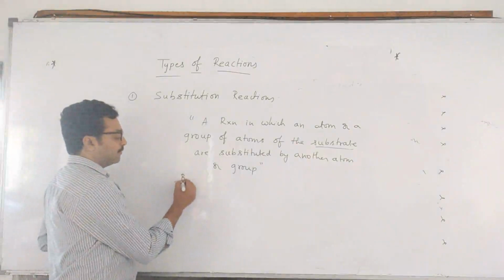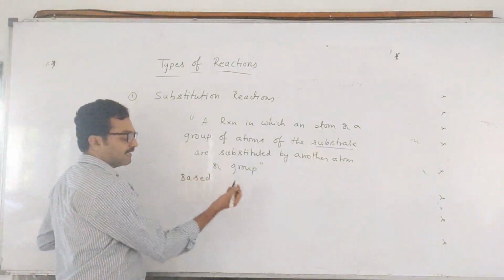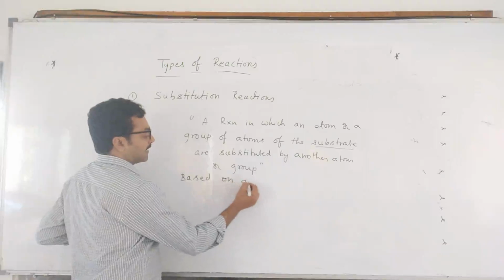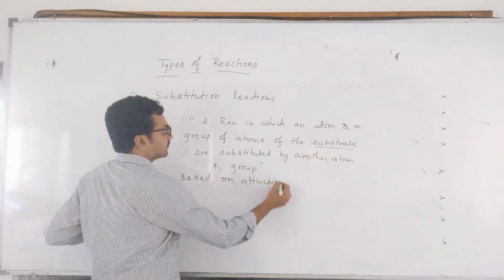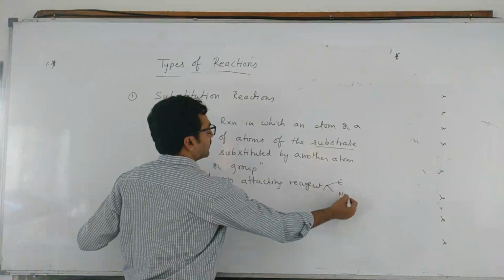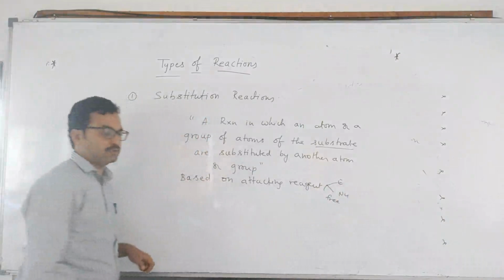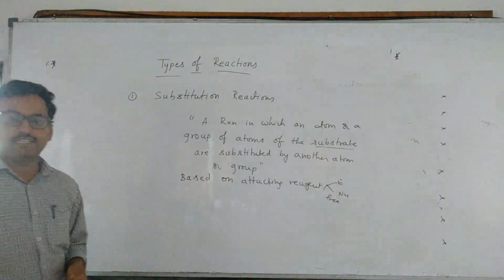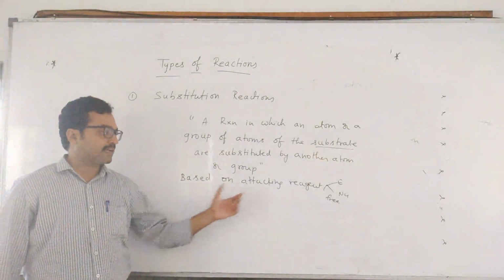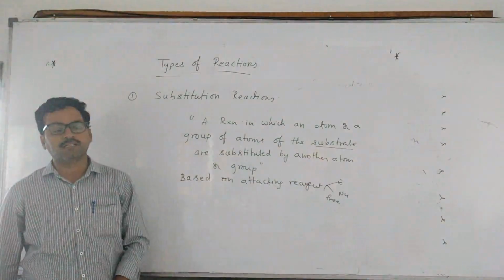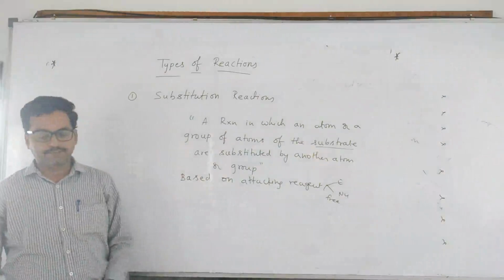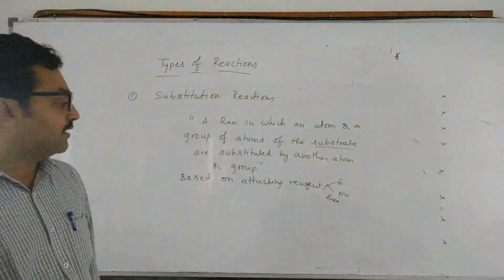So based on what? Based on the attacking reagent. Attacking reagents means I told you electrophiles, nucleophiles, and radicals. So based on the attacking reagent, these are classified as electrophilic, nucleophilic, and free radical substitutions. Okay. So if the reactant is attacked by an electrophile, that type of reaction is called as electrophilic substitution, like that nucleophilic, and same as radical. So first we will see about electrophilic substitution reactions.